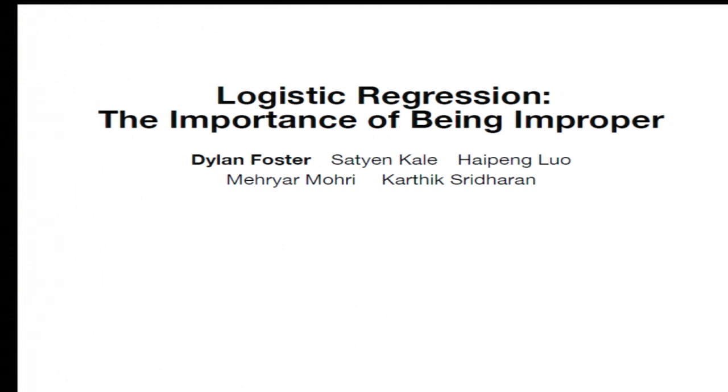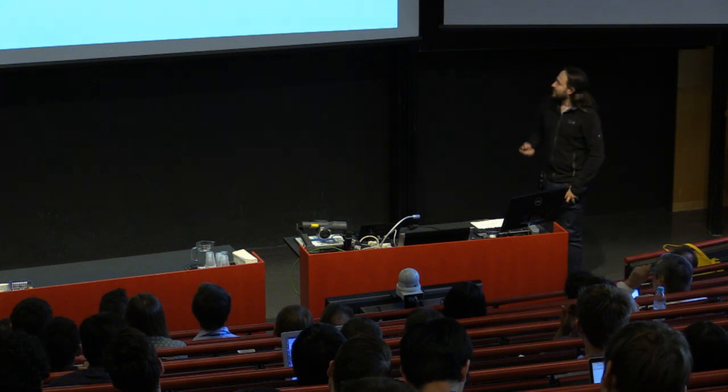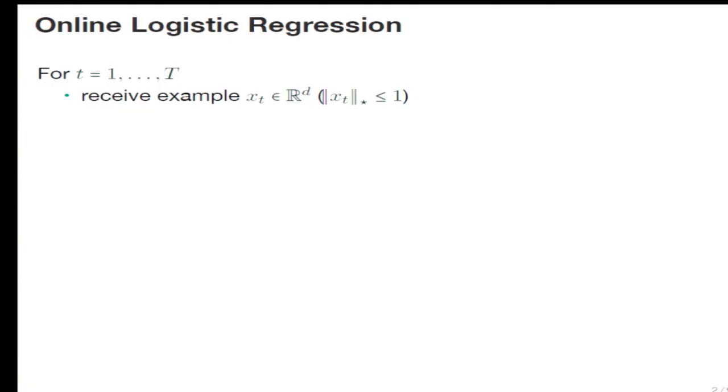Yeah, so this is joint work with Satyen Kale, Haipeng, Mehryar, and Karthik, and it's about the power of improper learning for logistic regression. Let me go over the setting. This is an online variant of binary logistic regression. Everything I'll say also applies to the multiclass case.